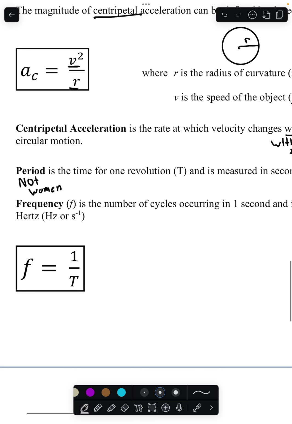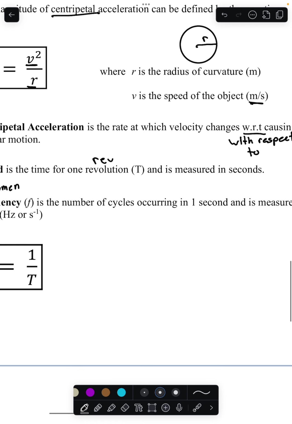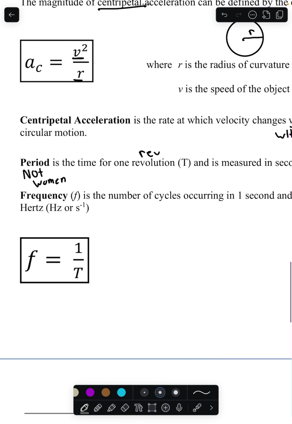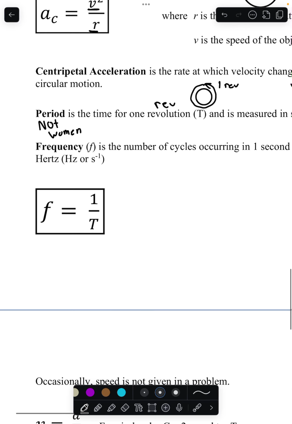Period is the time for one revolution. We can write rev for short for revolution, and it is measured in seconds. One revolution just means it's going around the entire circle once.